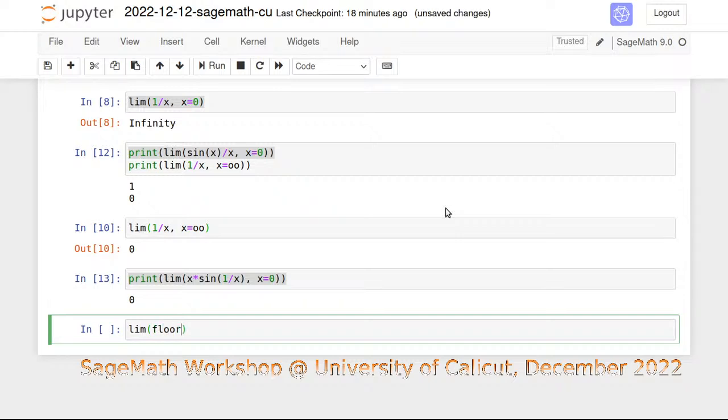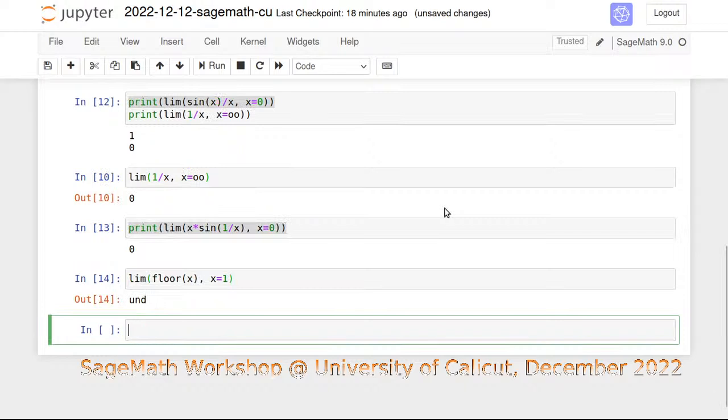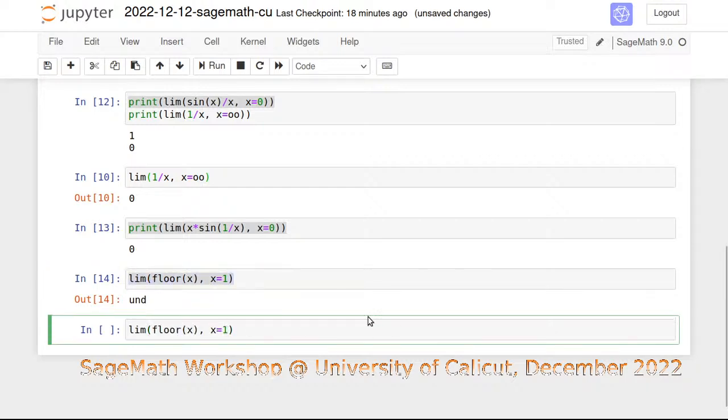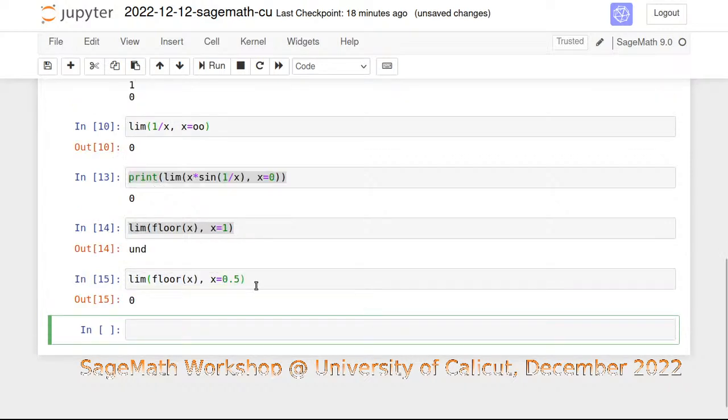Okay, the floor function, we will take the integer part function. So floor of x as x tends to 1. At each and every integer point, to the right of 1, the floor of x will be 1. To the left of 1, floor of x will be 0. So if you try to find the limit at this point, what we get is undefined. The limit is not defined for the floor function at integer points. But on the other hand, if you give this to be equal to 0.5, that's defined.